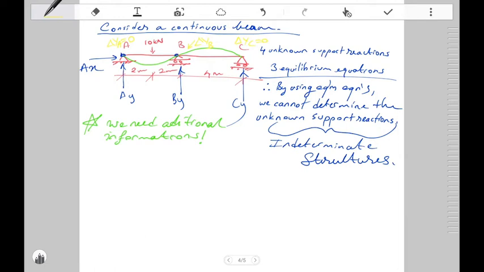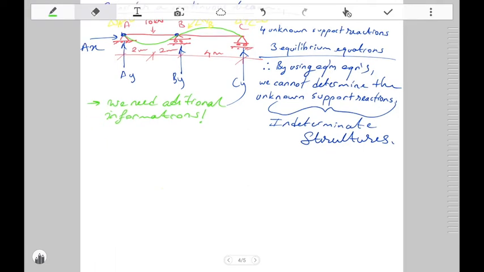So what do we call these additional informations? Information related to deformations, they are called the compatibility equations. Right? The equations related to the geometry or the deformations of the structure, equations that describe the deformation of the structure.